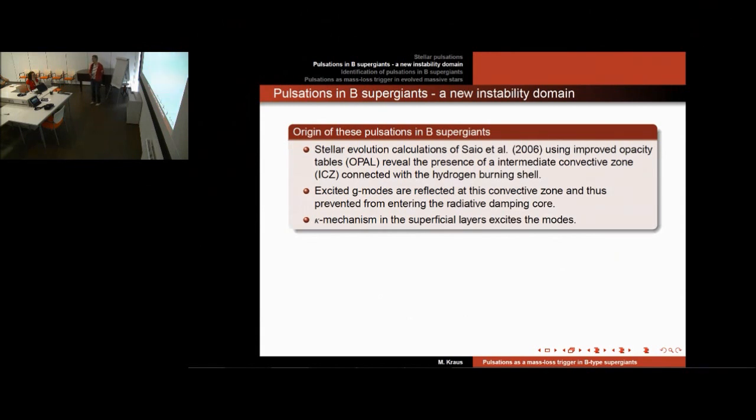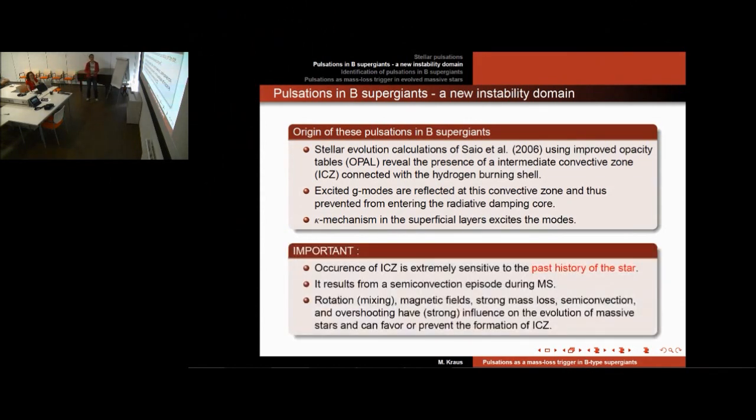They just can pulsate as other stars as well. And this pulsation is related to the presence of an intermediate convection zone, or convective zone, connected with the hydrogen burning shell that forms after the main sequence. So, if you have any g-modes that are excited, then they are reflected at this convective zone. They do not propagate until the core where they are damped, but they are reflected back and then they can perform stable pulsations. And it's the same mechanism, the Kappa mechanism, that is initiating and maintaining the pulsations, but it's not only hydrogen and helium, it's mainly the iron elements that are responsible for the mechanism.